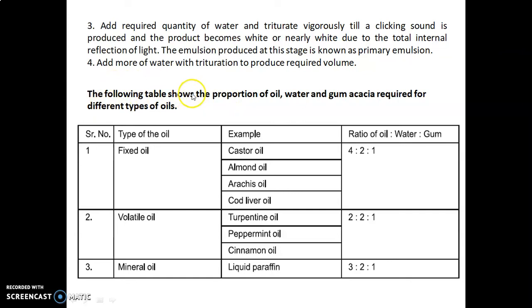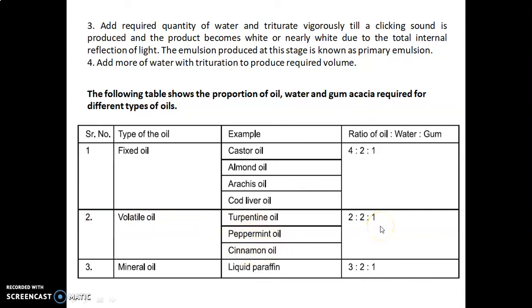The following table shows the proportion of oil, water, and gum acacia required for different types of oils. Serial number, type of oil, example, ratio of oil to water to gum. First, fixed oil, for example castor oil, almond oil, arachis oil, cod liver oil. The ratio of oil to water to gum is 4 to 2 to 1.